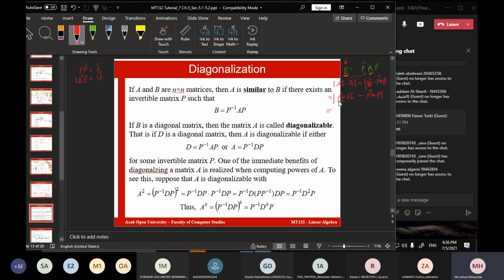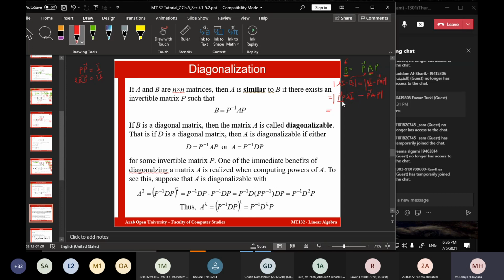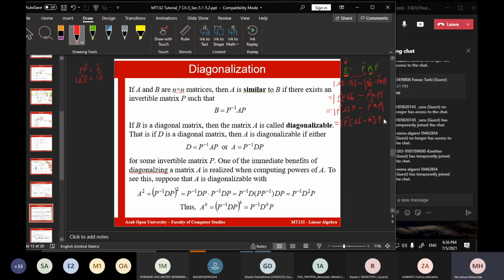Because this is lambda times I times P, it is the same as P times lambda I. So I can write this as P inverse times lambda I times P minus P inverse times A times P. So I can write this as P inverse, then lambda I minus A, and then times P, correct? Yes, because we can distribute.